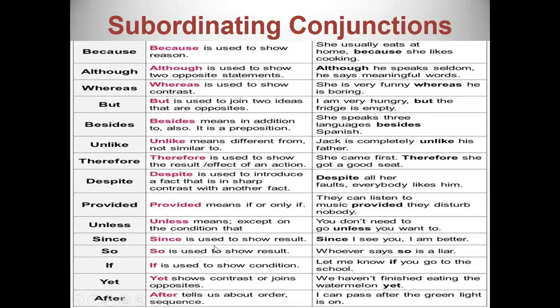Since and so are used to show result. Since I see you, I am better. Whoever says so is a liar. If is used to show condition, yet shows contrast or joins opposites. After tells about order or sequence: I can pass after the green light is on.